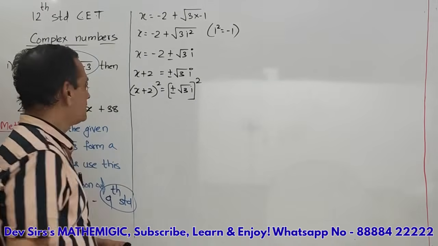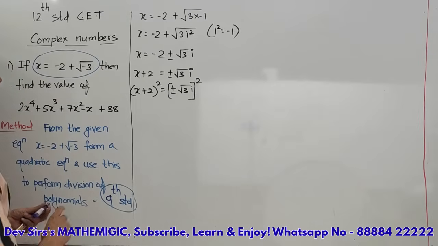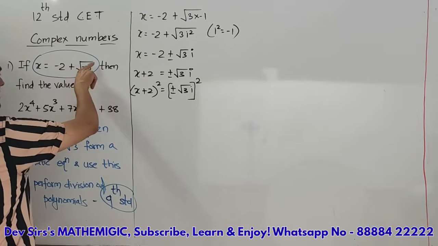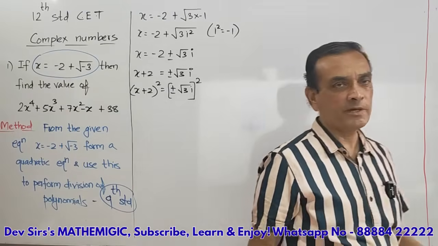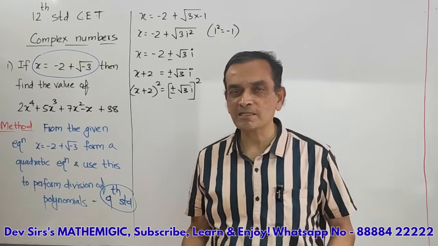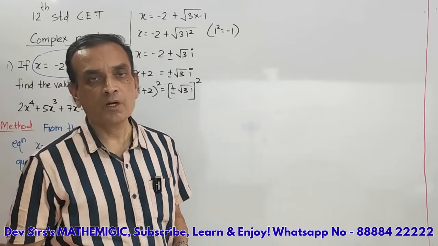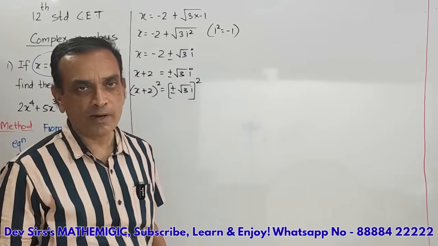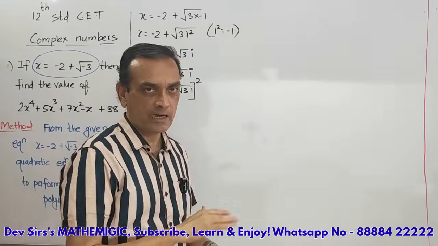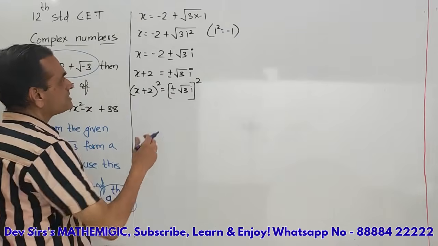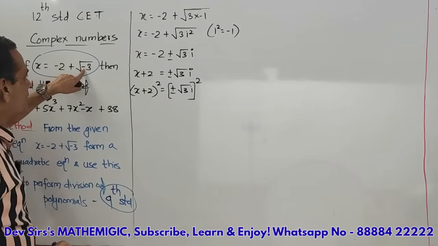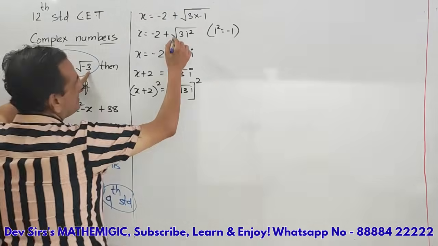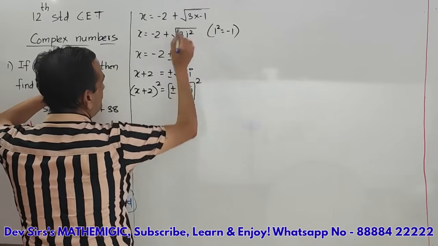First thing is, whenever you get root of -3, you have to convert it into a complex number. Complex number means any number which has got imaginary part and real part. I'll show you how. First thing is, -3 can be written as 3 into -1.